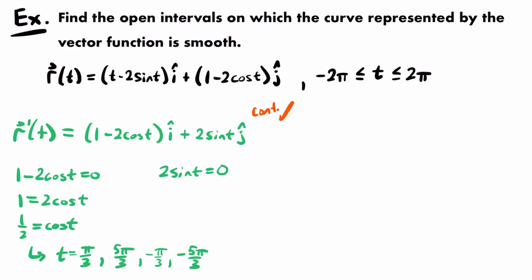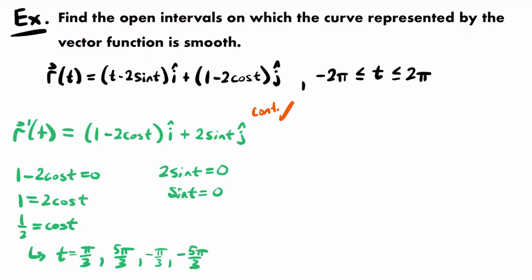But now what about the y component? Well, if we divide both sides by 2, you'll just have sine t equals 0. And then for what values of t is sine equal to 0? Well, this shouldn't be too hard. This is probably one of the angles that you have memorized for sine.